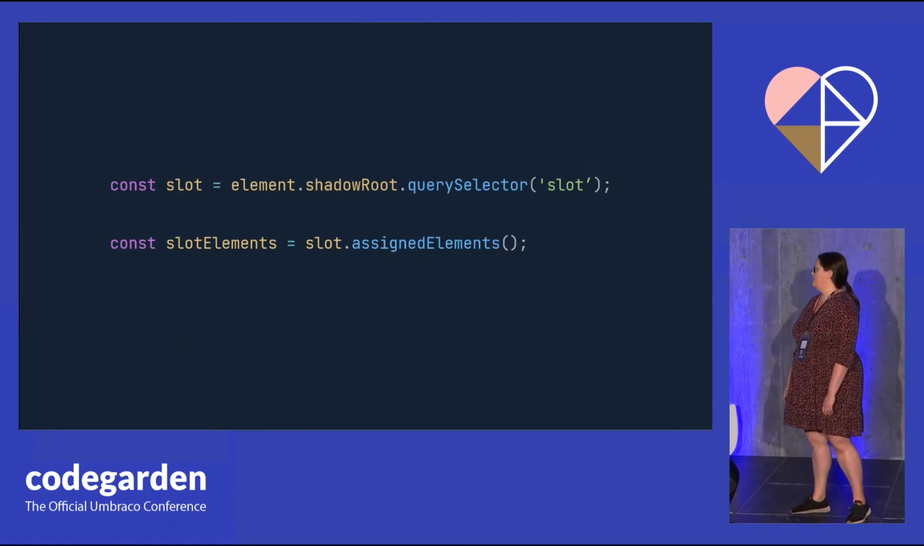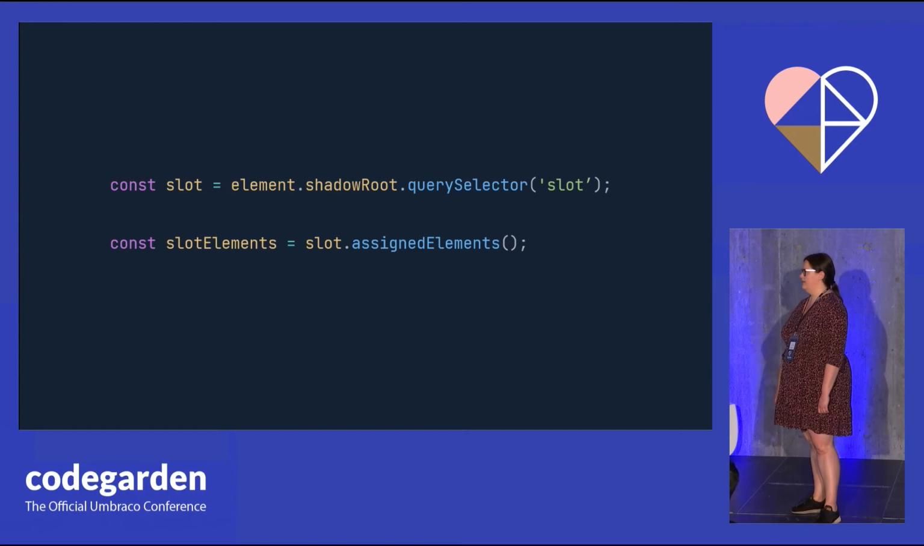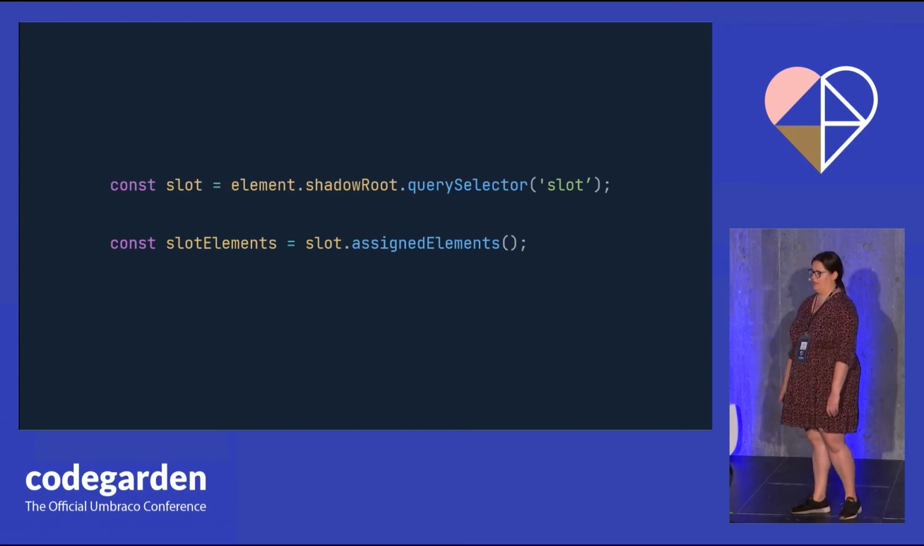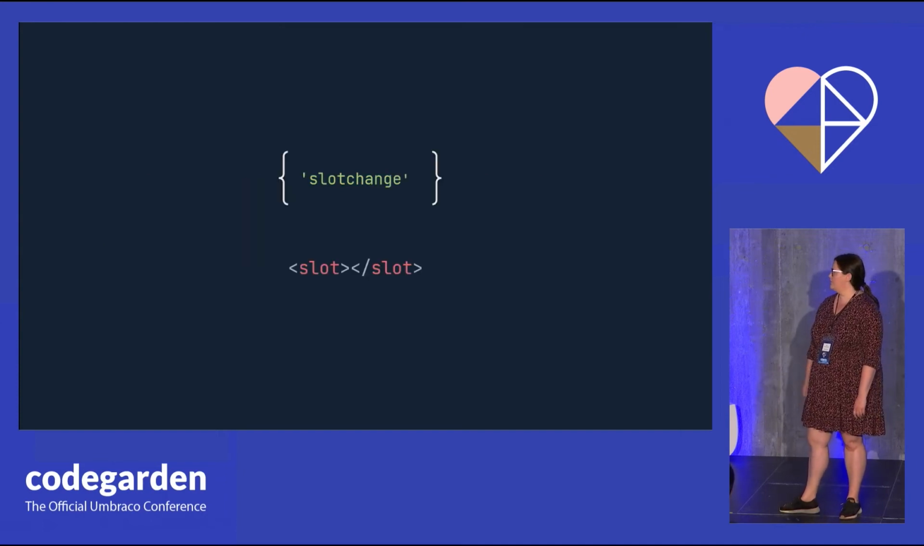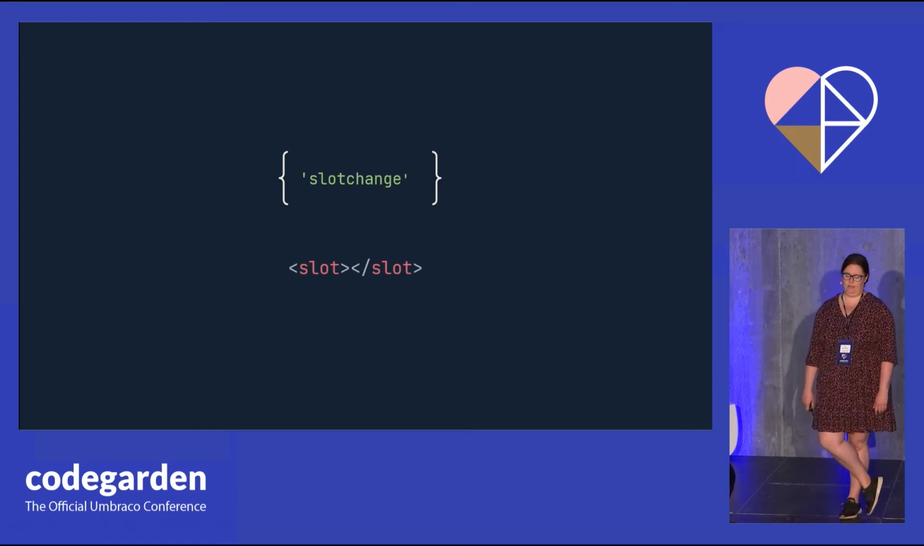Because the slot element knows what it has inside. It has some special methods. You can grab these elements. You can grab some data from them. It also has a slot change event, so you can track the changes in it.